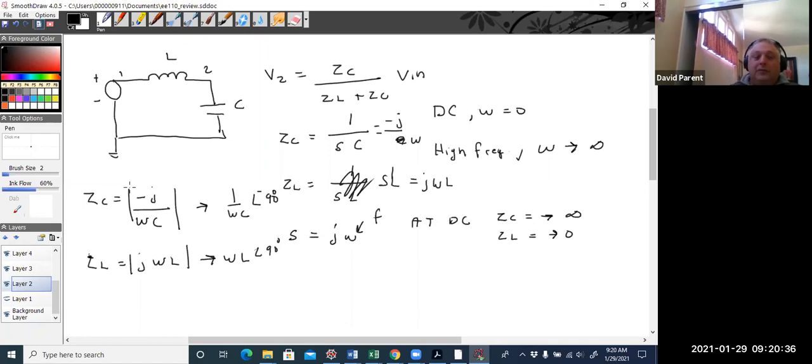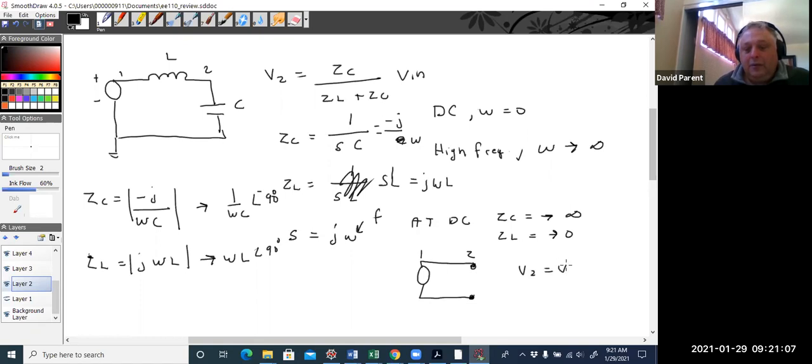So, sometimes remembering what the physical attributes of the circuit are, right, can help you remember what's going on. So if that's the case, I can redraw this. So I have a wire, right, because it's a short, right? And that's open. And so basically V2 equals V in at DC.